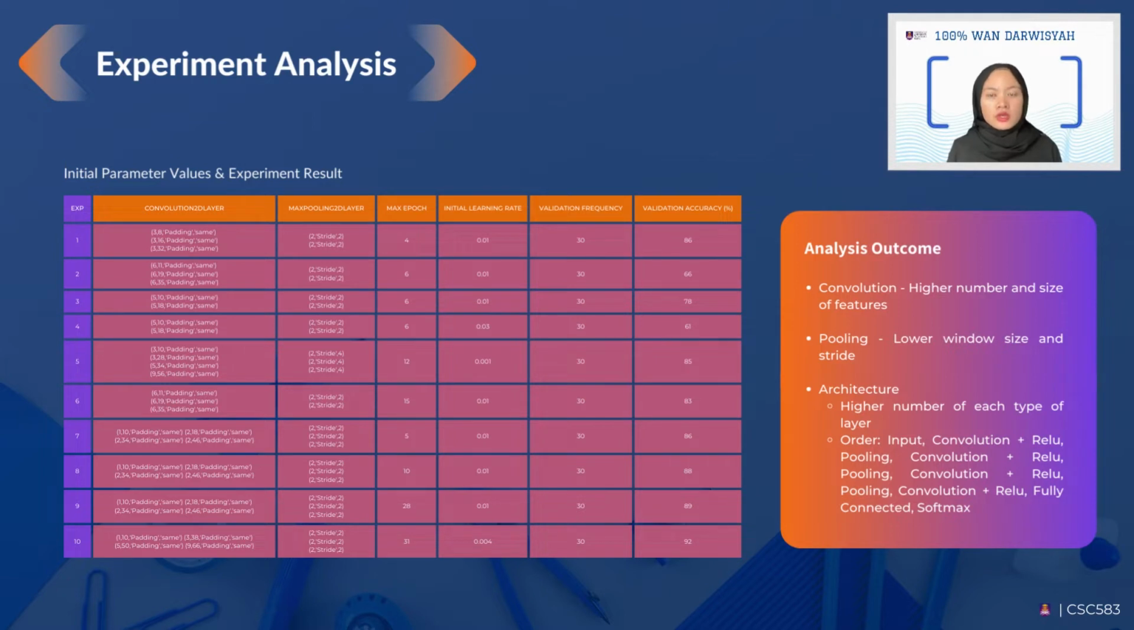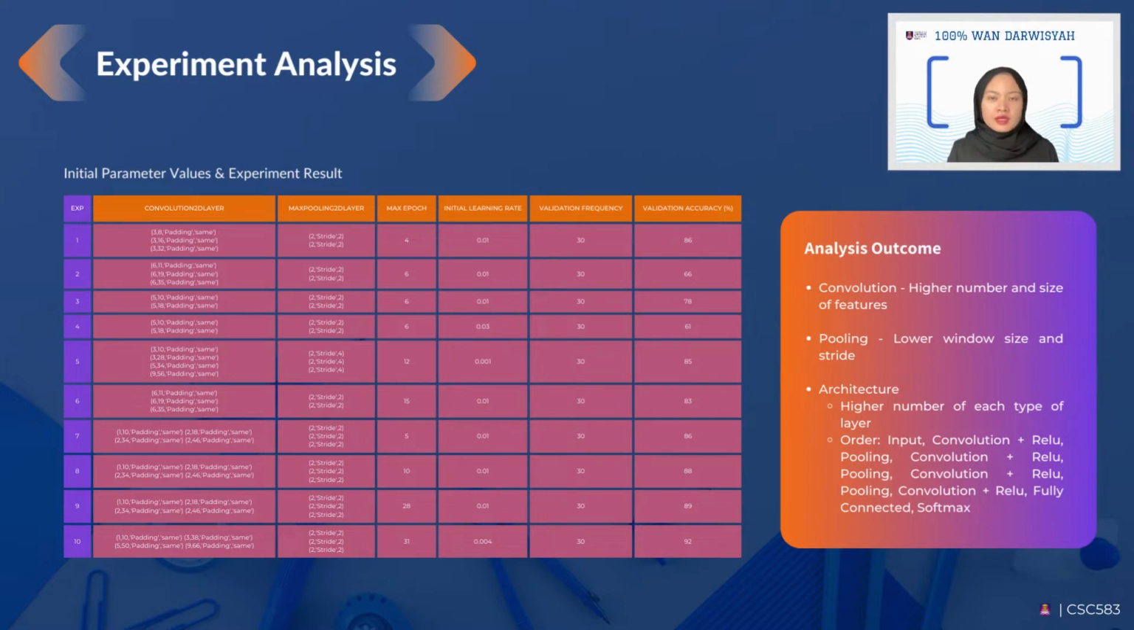In experiment 2, we changed the size in each layer of the convolution plus ReLU from 3 to 6. We also increased the maximum epoch to 6. In experiment 3, the network architecture is reduced to an input layer, 2 convolution plus ReLU layers, 2 pooling layers, and a classification layer. We changed the size in each convolution plus ReLU layer from 6 to 5. In experiment 4, we only changed the learning rate from 0.01 to 0.03.